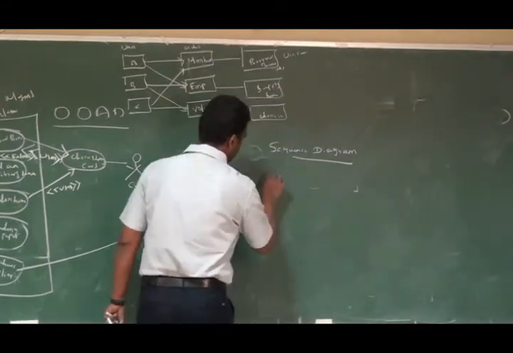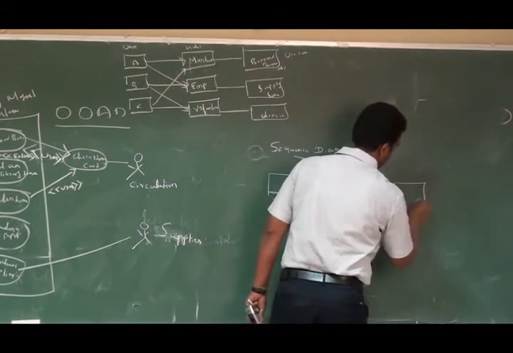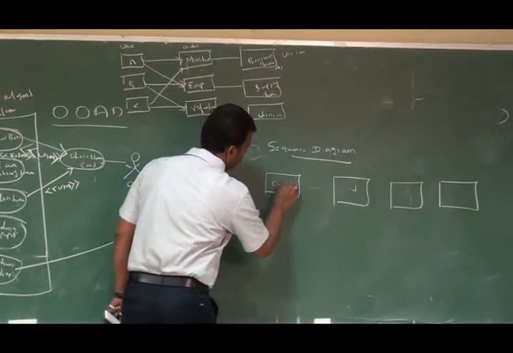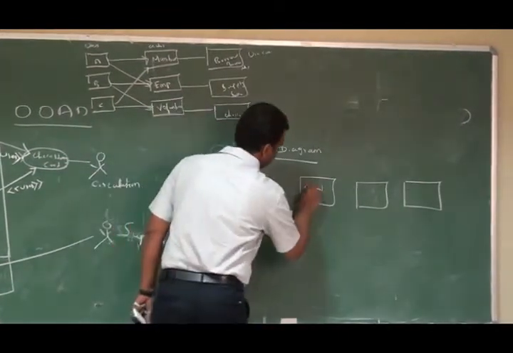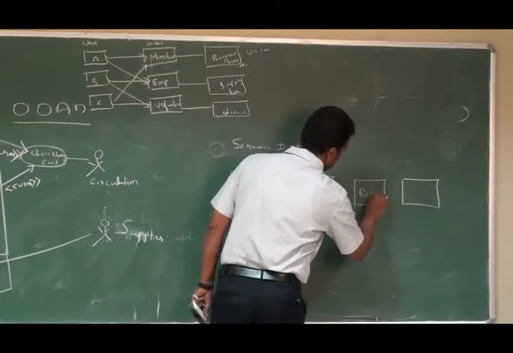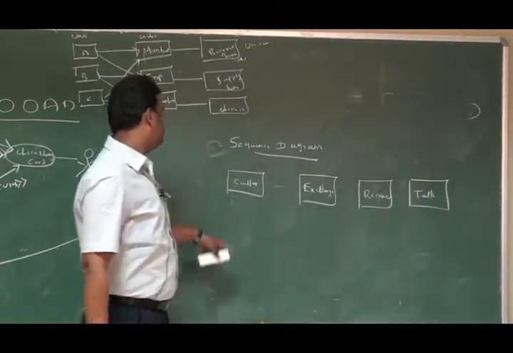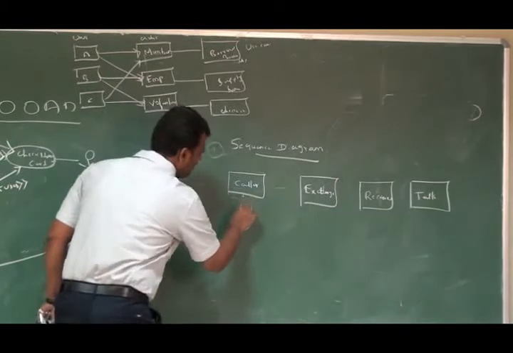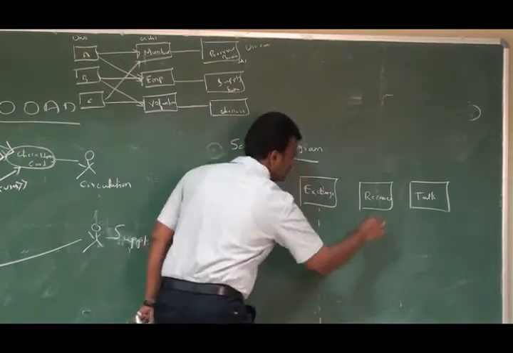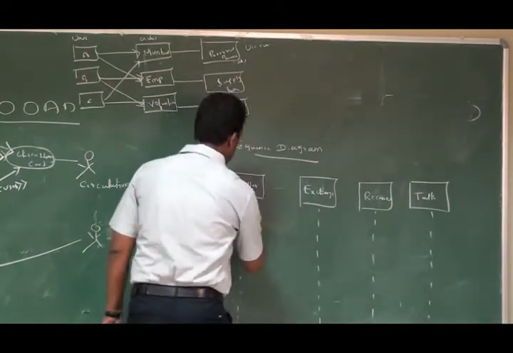For example, the sequence of activities that an object goes through during its life: the caller, exchange, receiver, talk. These are the objects. The boxes represent the objects. The dotted line represents object existence. The first activity is from the caller to the exchange.